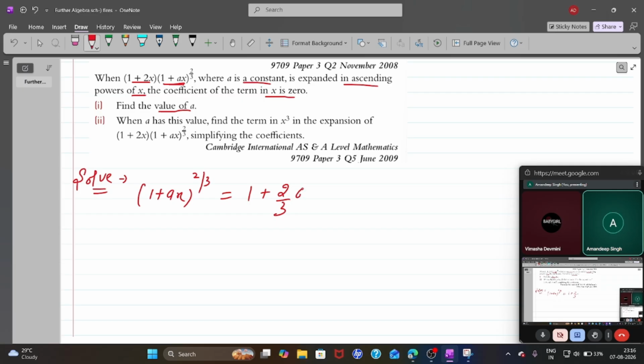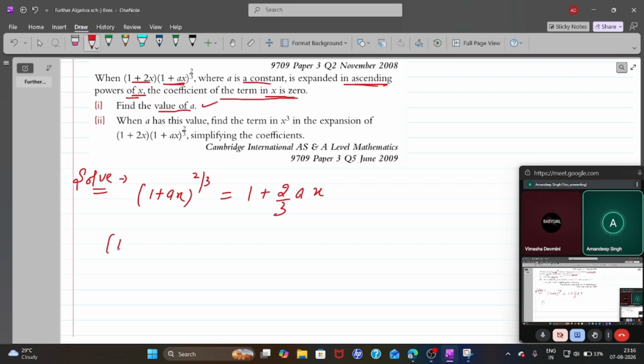2 by 3 ax. But they didn't mention till which. They mention in ascending power of x, the coefficient of the term in x is 0. So if the coefficient of the term in x is 0, and we have to find the value of a, that means we have to expand it by x only. Okay. And see, we got 1 plus 2 by 3 ax.